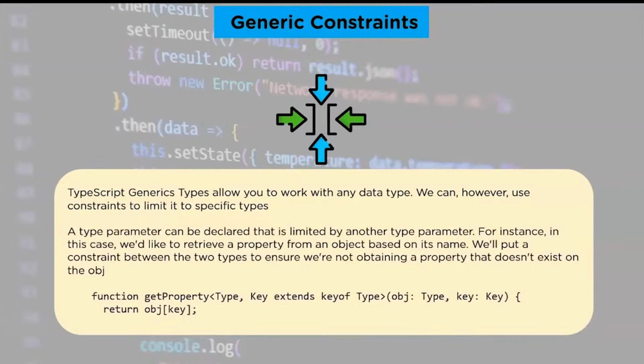A type parameter can be declared that is limited by another type parameter. For instance, in this case, we would like to retrieve a property from an object based on its name. We will put a constraint between two types to ensure that we are not obtaining a property that does not exist on the object. Now let us jump into Visual Studio Code and understand TypeScript generics better.